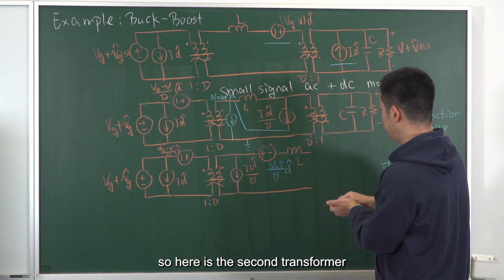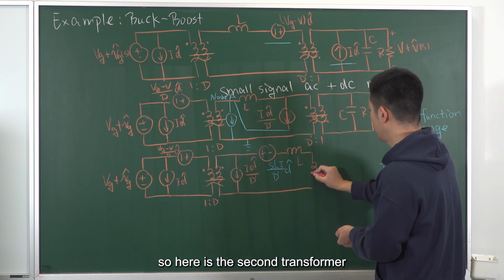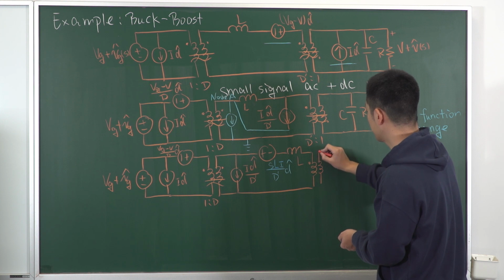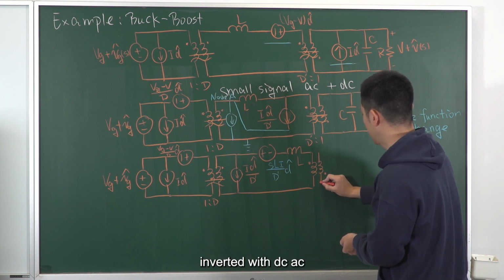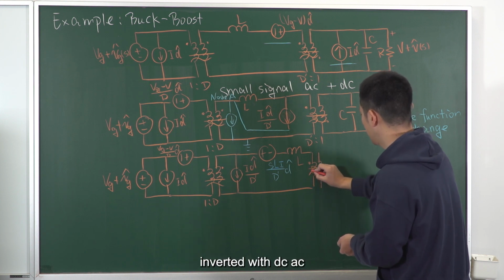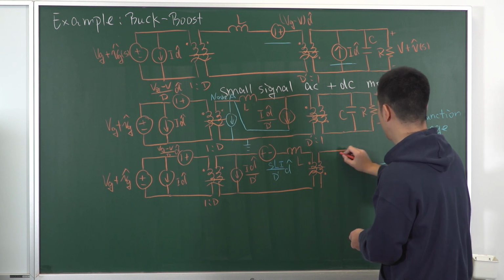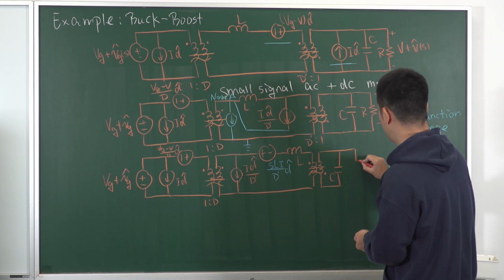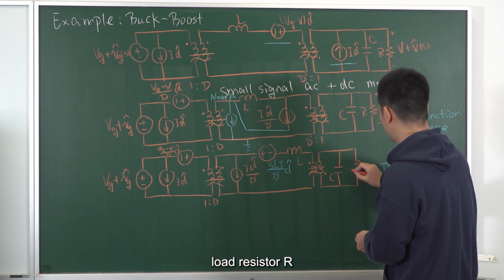So here is the second transformer, inverted, with DC and AC, the filter capacitor C, and the load resistor R.